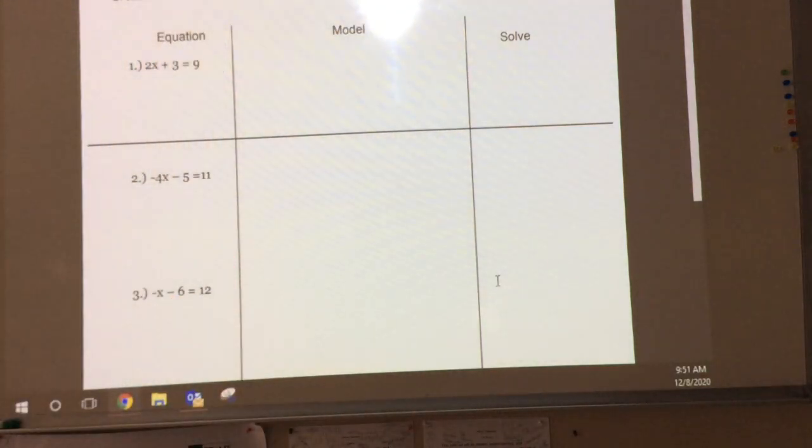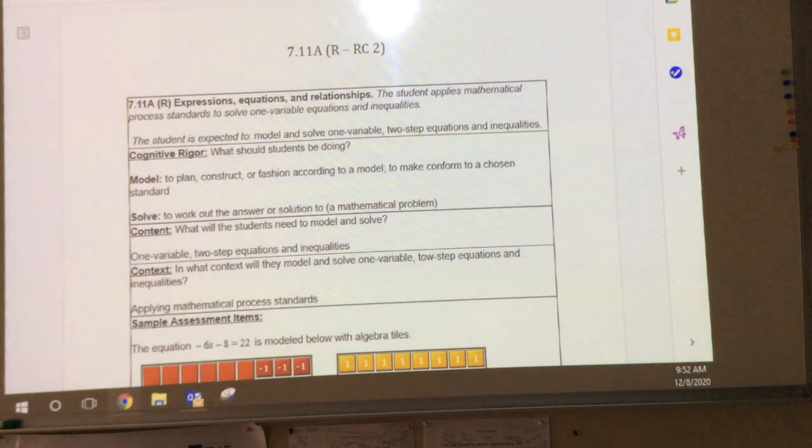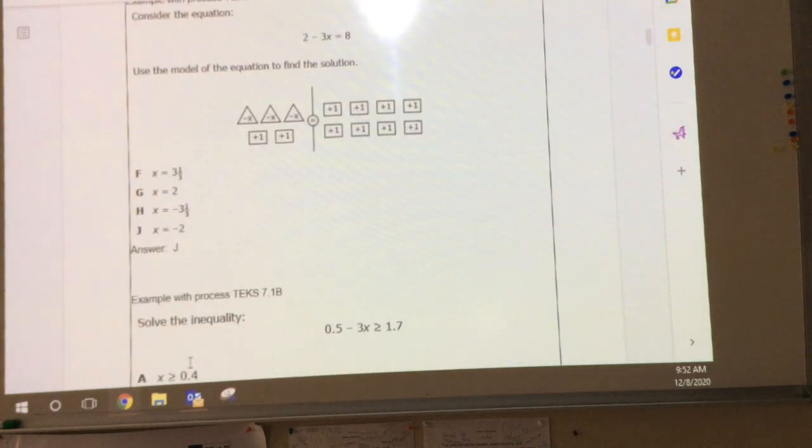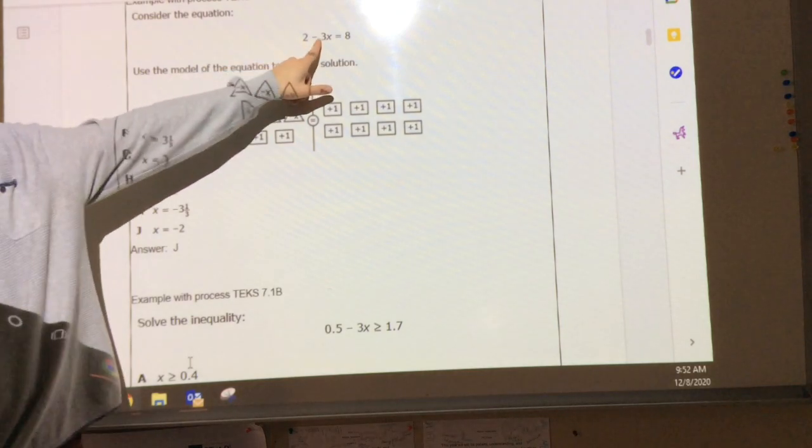So I just want to show you a couple of these questions so that you understand where I'm trying to tie this all to. Because these are a couple of release STAAR questions that we have. Okay, so this is a model. Notice that it gives you the equation already.